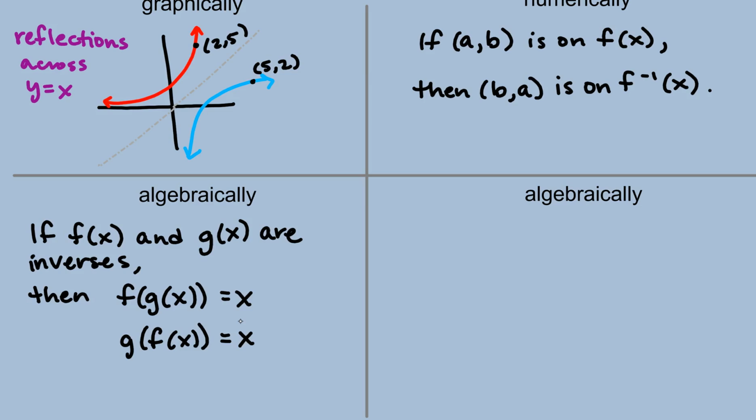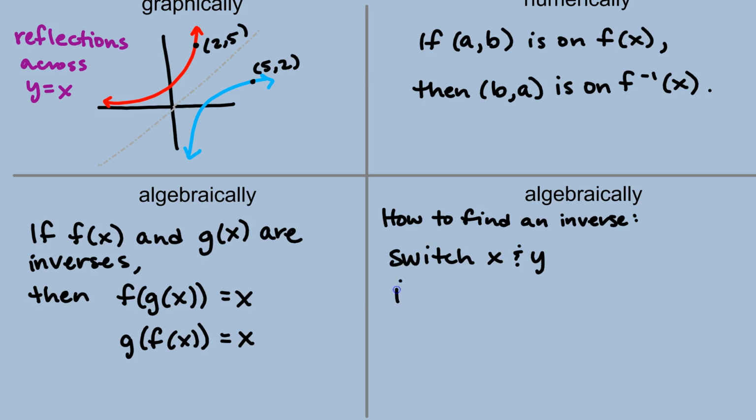And then also algebraically, what we can do as our method for finding an inverse, so how to find an inverse. The process is to take the function and call it y if it's not already called y, and then switch x and y. Sometimes you see the word switch or the word interchange, and then isolate y or solve for y. And then you can rename it like f inverse or g inverse, whatever letter you were using.